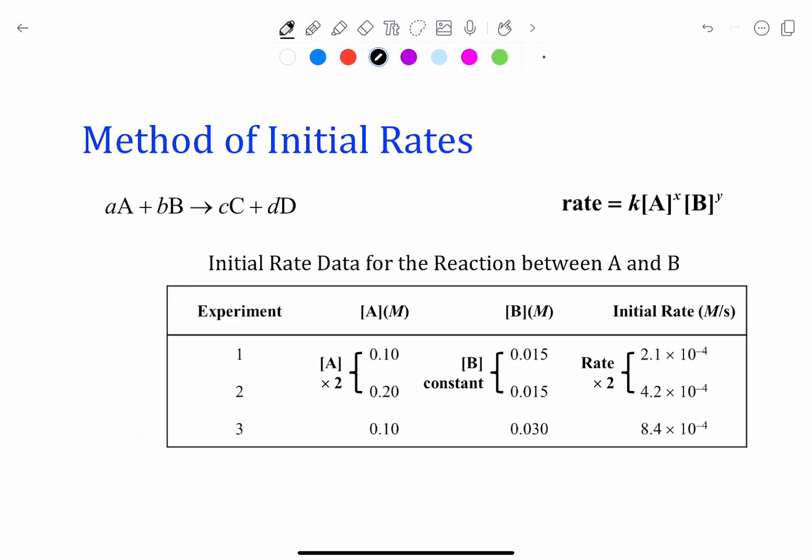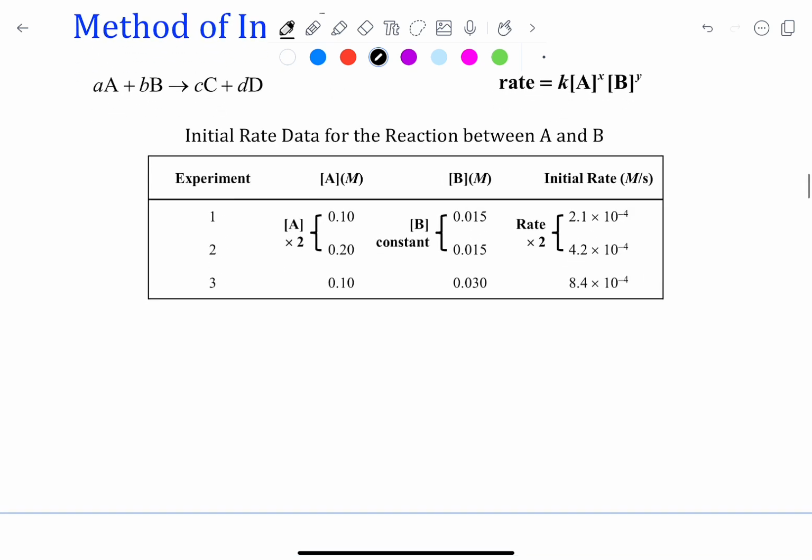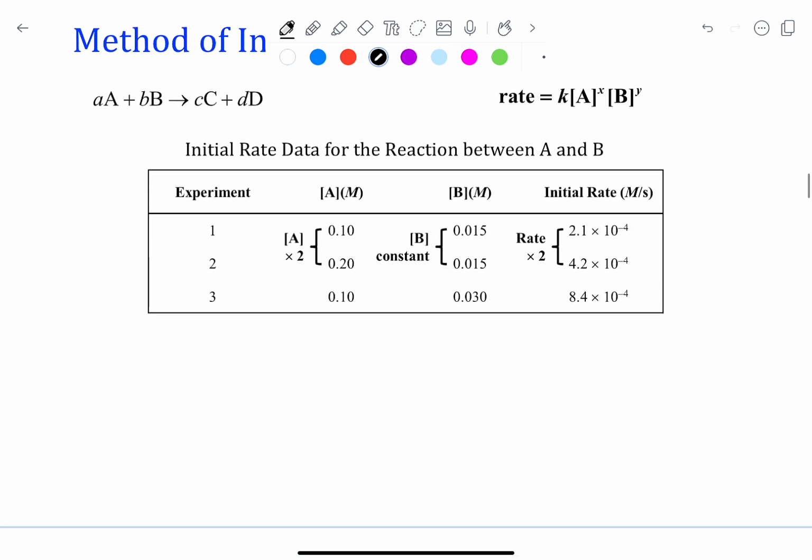I'm going to hide my calculator just so I have a little bit more room. Okay. So again, we have the reaction A plus B goes to C plus D, and we have our generic rate law up here at the top. Rate is equal to K times the concentration of A raised to the X times the concentration of B raised to the Y. And what we want to do from this method of initial rates is find X, find Y, and find K.